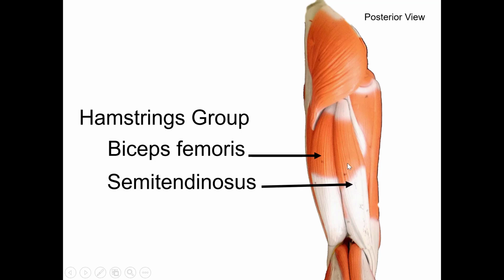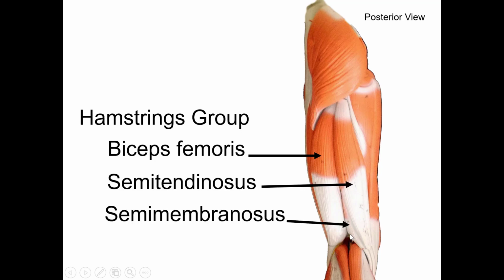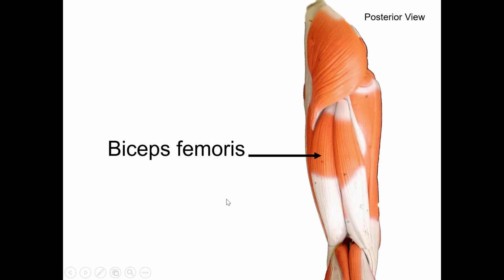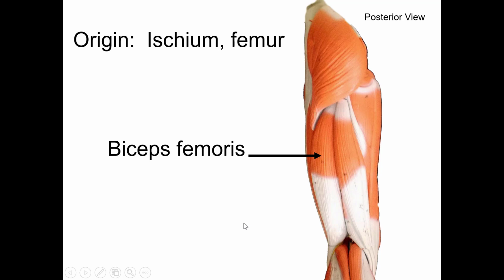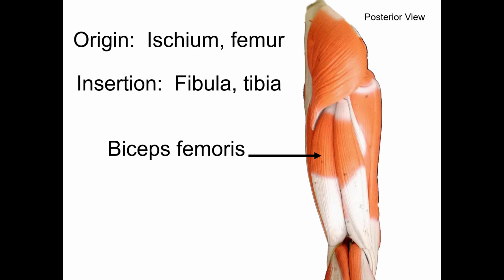The group of muscles that make up the posterior part of the thigh are known as the hamstrings group. They are the biceps femoris, the semitendinosus, and the semimembranosus. The biceps femoris gets its name because it's near the femur and it has two heads. The heads or origins are on the ischium and the femur. It inserts on both the fibula and the tibia.